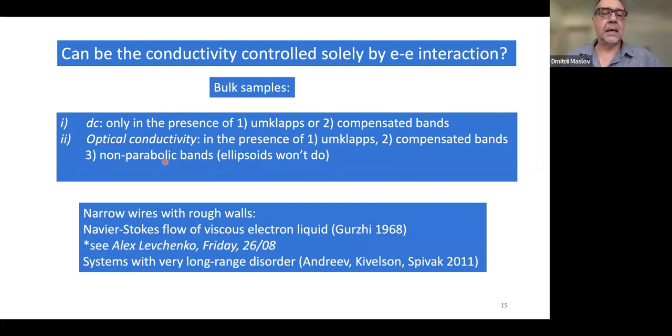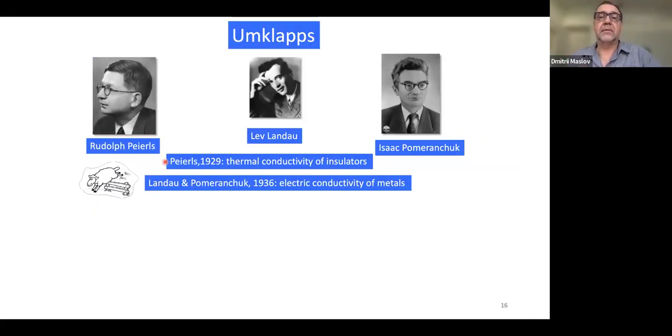And if I talk about smaller samples, let's say narrow wires with rough walls, then there are other situations. One can have a Navier-Stokes flow of viscous electron liquid, as was predicted by Gurzhi in 1968. And I believe that Alex Levchenko will tell you more about this on Friday. Or you can have a hydrodynamic flow in systems with very long range disorder, as was shown by Andreev, Kivelson, and Spivak in 2011. I will focus on bulk samples from this point on.